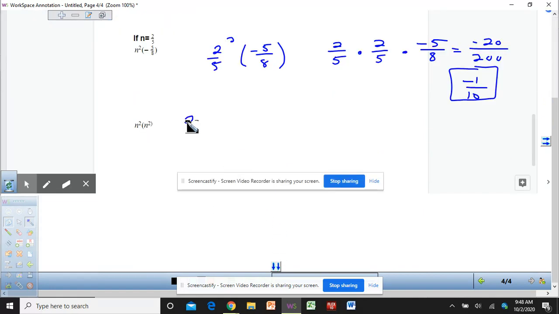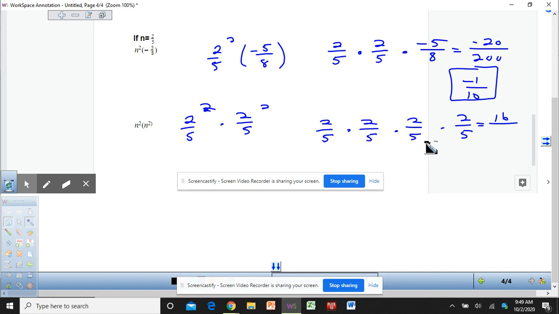Same thing here. They want us to go 2/5 squared times 2/5 squared. So they want 2/5 times 2/5 times 2/5 times 2/5. 2 times 2 is 4, times 2 is 8, times 2 is 16. 5 times 5 is 25, times 5 is 125, times 5 is 625. And you can't simplify that, so that's going to be your answer.